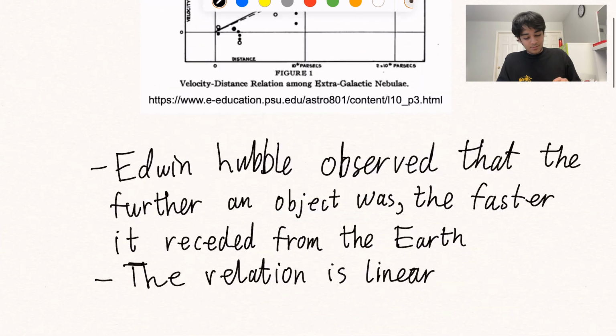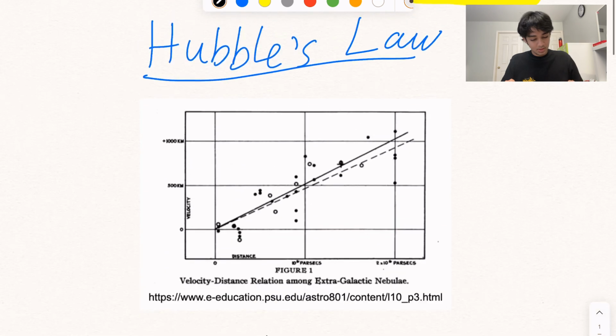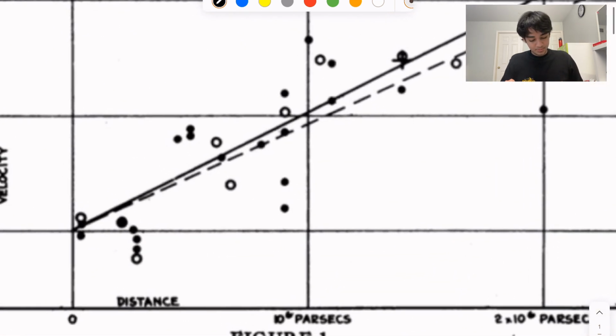Now, looking at this graph, let's try to find what the Hubble's constant is, or H naught. This is basically the slope that we're getting, where we have y equals mx. That's parallel to what we have here. We have a linear line that's v equals H naught times d. Looking at this graph, let's try to find the slope.